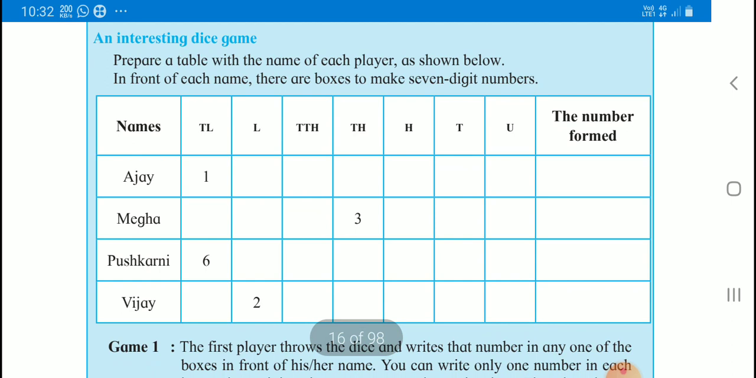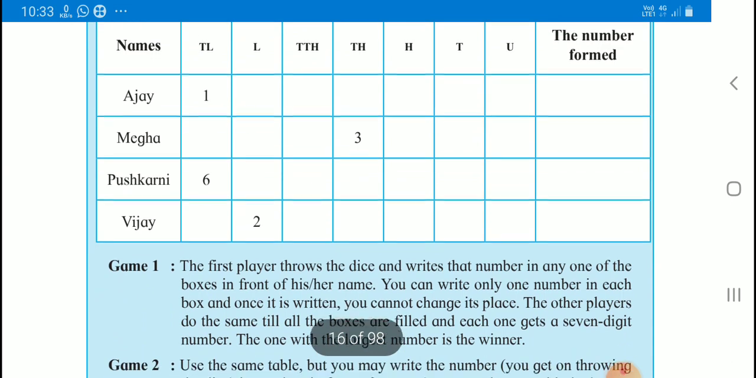There, TL means 10 lakhs, L means lakhs, TTH means 10,000, TH means 1000, H means 100, T means tens place, and U means unit. And you have to write the number formed. Now how to play the game? First they have given game 1.